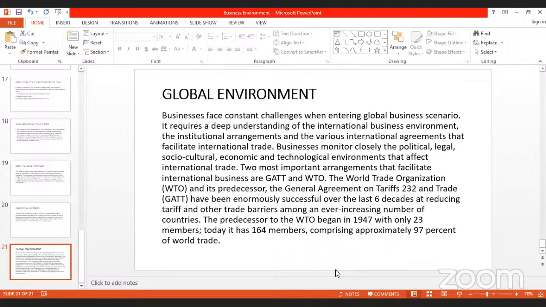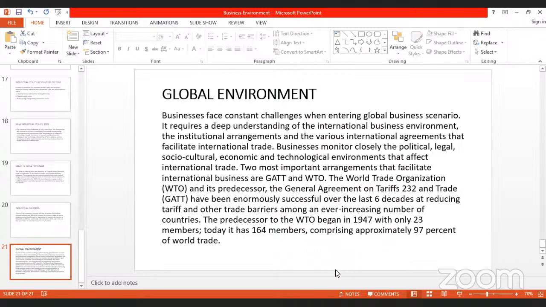So when we talk about the global environment, there are a few things that need to be taken care of. You must know the regulations given by the government. Whenever you are into any international trade, the regulations regarding import and export of products, as far as manufacturing is concerned, need to be very clear to you.